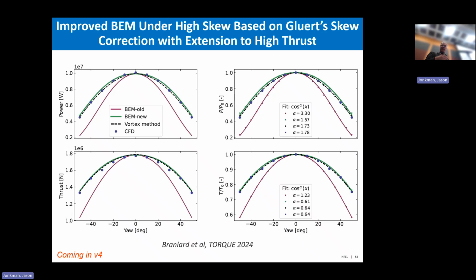Emmanuel looked a lot at the theory basis and found Glauert's skew correction method and got that into OpenFAST. Relative to blade-resolved CFD and actuator line simulations, it gives us a much better answer for high skew angles. Before, we were always losing more power than we should have at high skew. There's a nice Torque paper on that, and this will be in the 4.0 release.